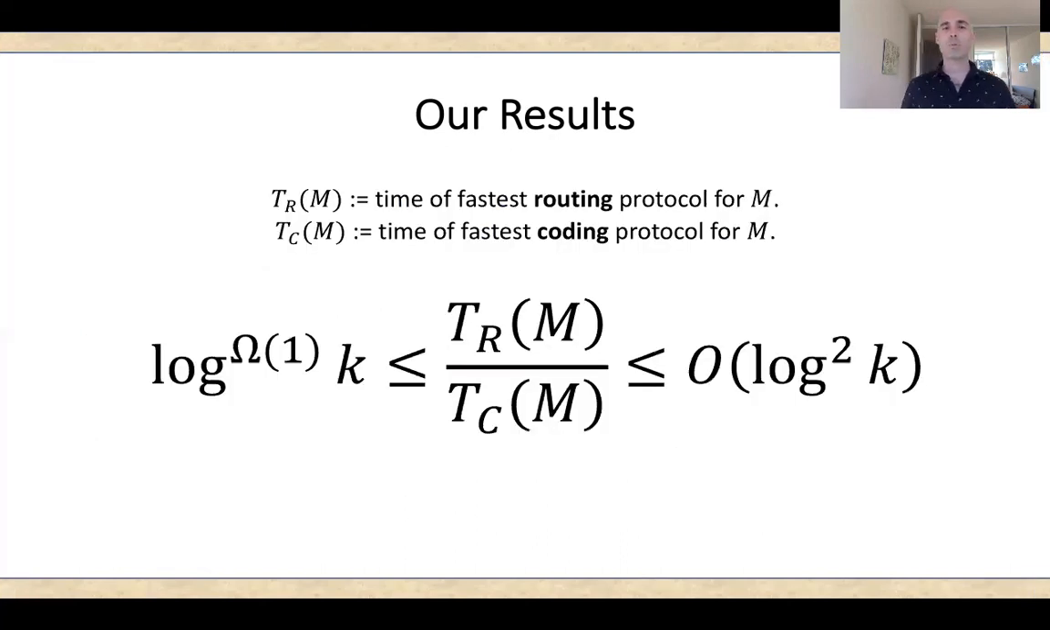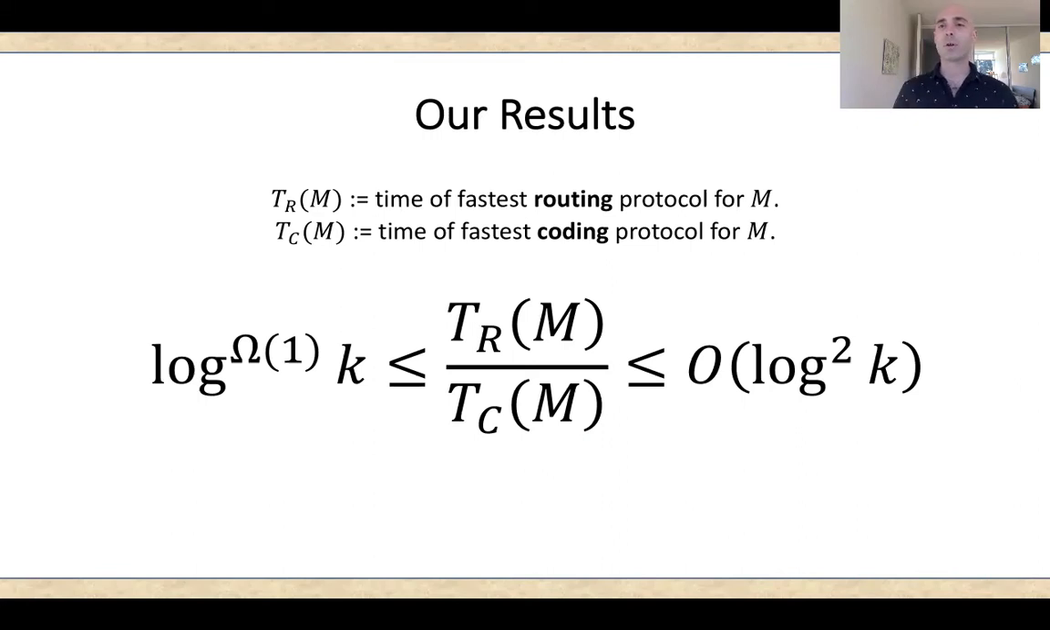Remember that what we want to show here is upper and lower bounds on the ratio of the fastest completion time of either routing or coding protocols. This requires an upper bound for one of these fastest possible completion times and a lower bound for the other. As it turns out, giving upper bounds for these is simple. You just need to give me a protocol and convince me it terminates in no more than t rounds.